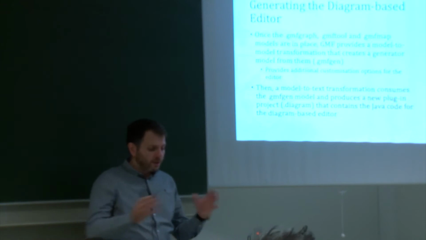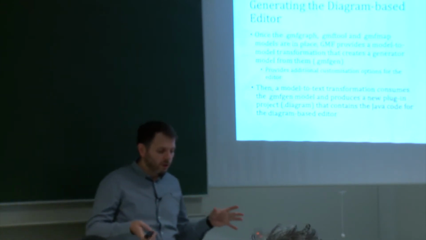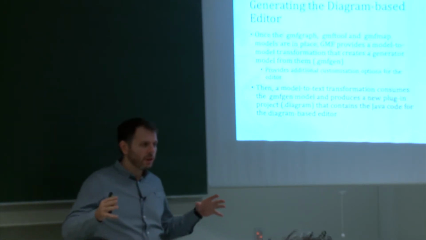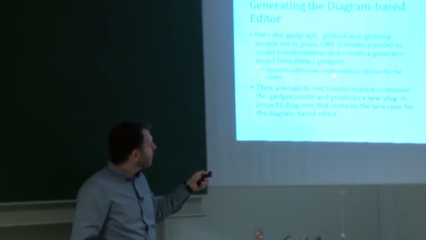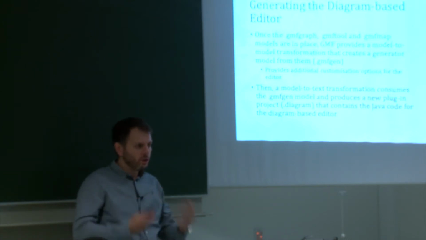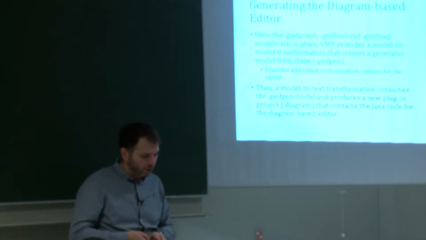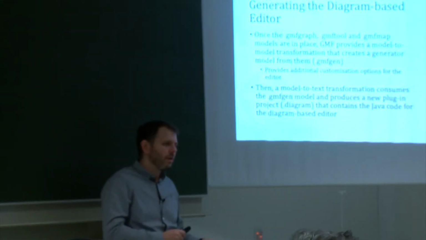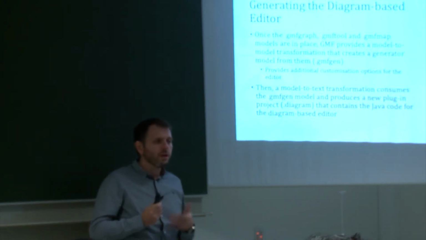So once we have these 3 models, the graph, the tool, and the mapping model, GMF has a model-to-model transformation that takes all of these and the meta model and produces a generator model. And this has a GMF gen suffix, and this contains all the information that GMF needs in order to generate lots of Java code that implements the editor. Then the final step is for a model-to-text transformation to consume that GMF gen and actually produce the code. And this comes in the form of a new Eclipse plugin.